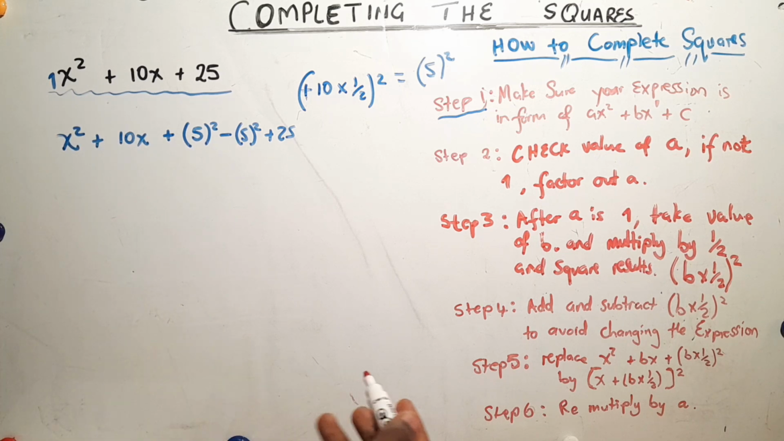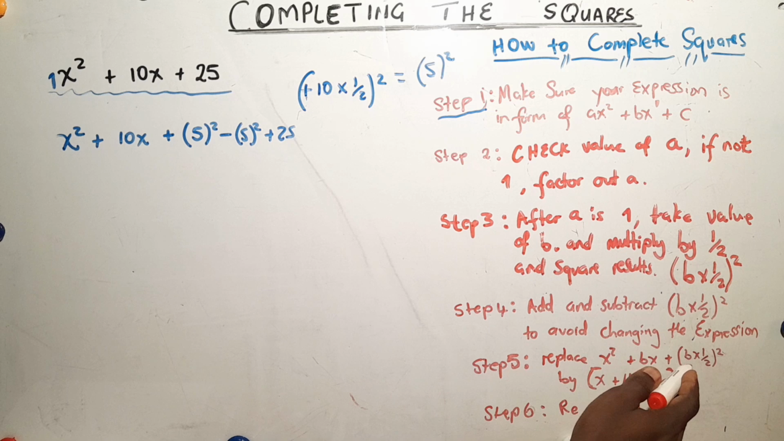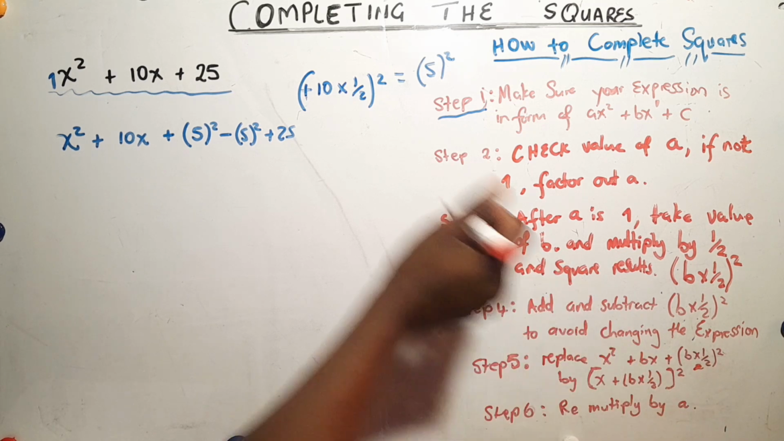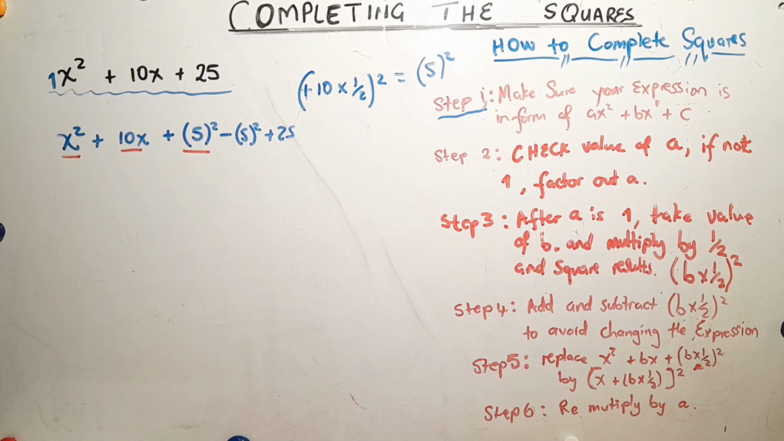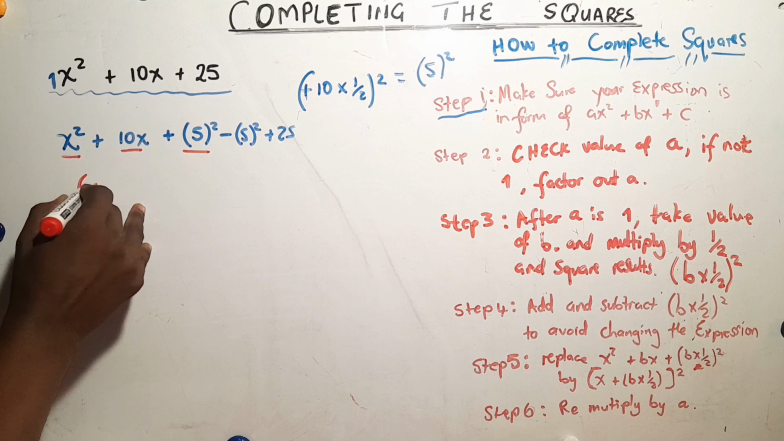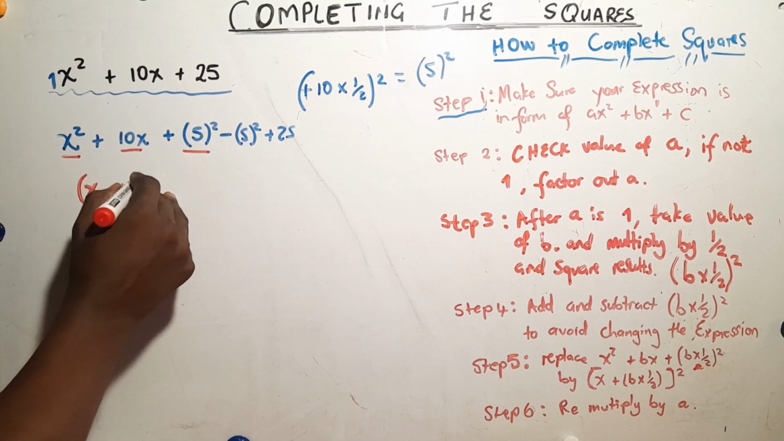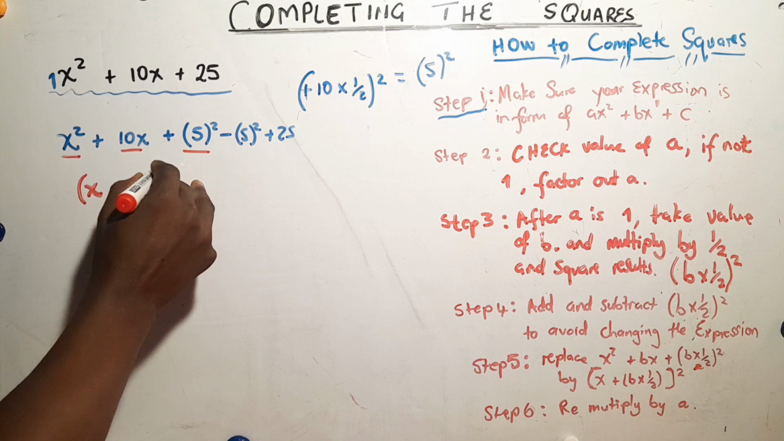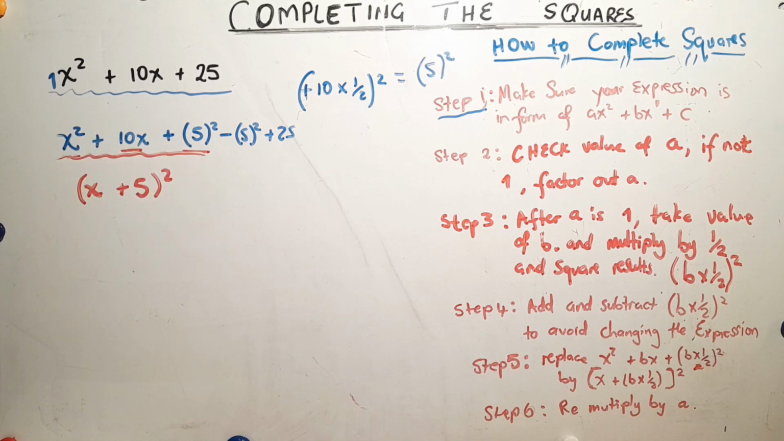So the fifth step, they said replace x squared plus bx plus what we have just found by this. So it means that we are replacing this, this and that which we have added, right? By just taking the x there, and we are taking this which is plus 5 and we square that. So that's how we can replace these 3, right?